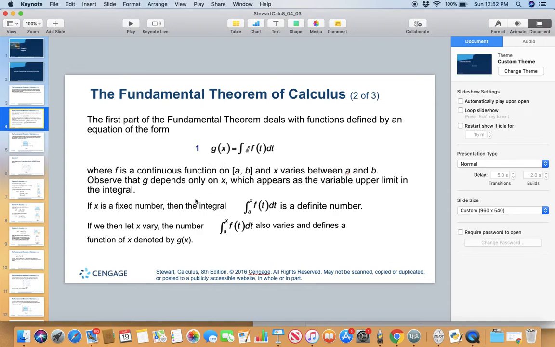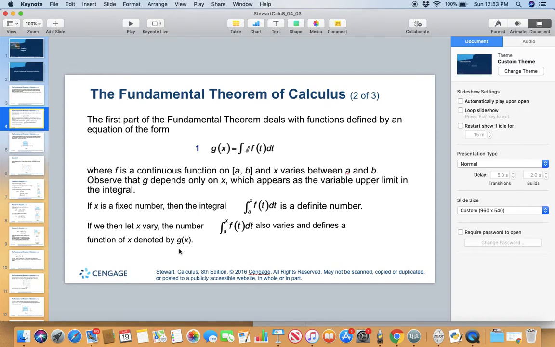In other words, look at g. g depends only on x, which appears as a variable upper limit in the integral. Okay, the integral from a to x of f(t) dt. If x is a fixed number, then this integral is a number. What does this integral represent? It represents the area from a to x. If you change x, then you start getting different areas. And that is the definition of g.